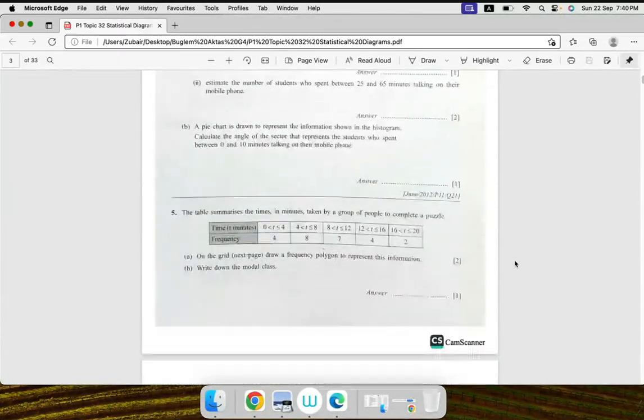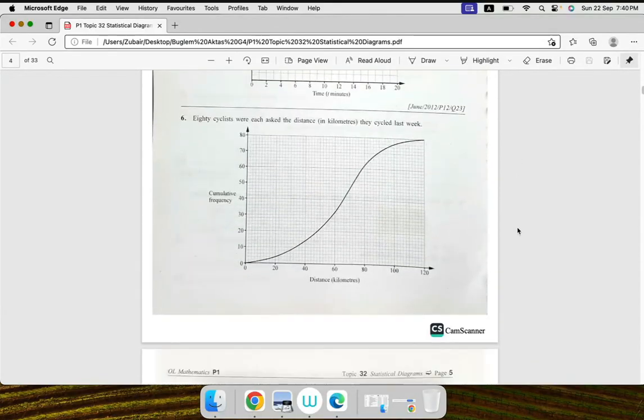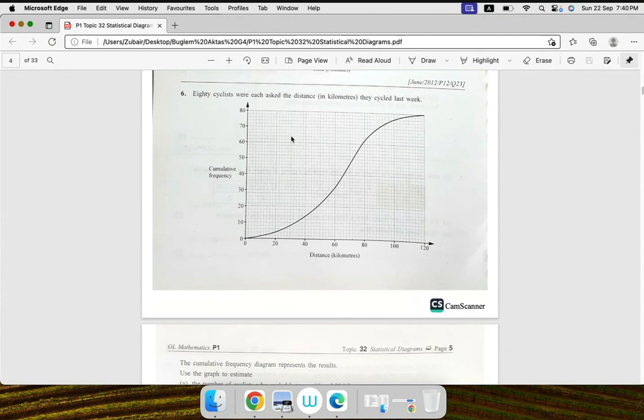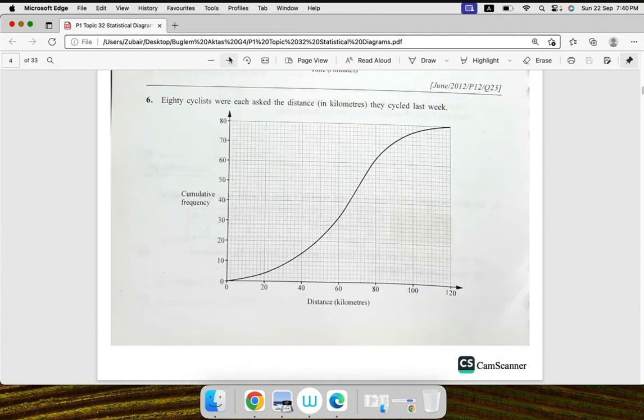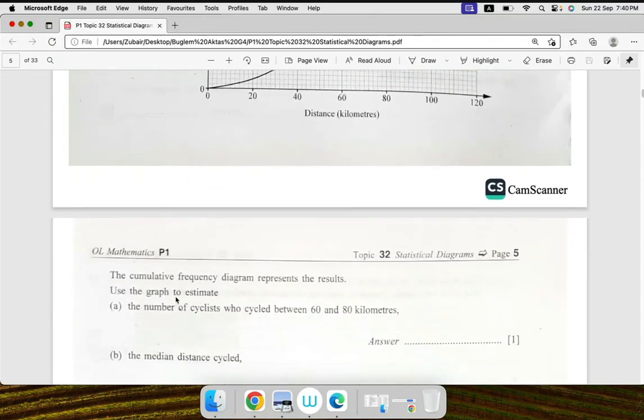Okay, let's do some cumulative frequency questions. 80 cyclists were asked the distance in kilometers they cycled last week. So 80 is on the y-axis and the distance they cycled is on the x-axis. The cumulative frequency diagram represents the results. Use the graph to estimate the number of cyclists who cycle between 60 and 80 kilometers.